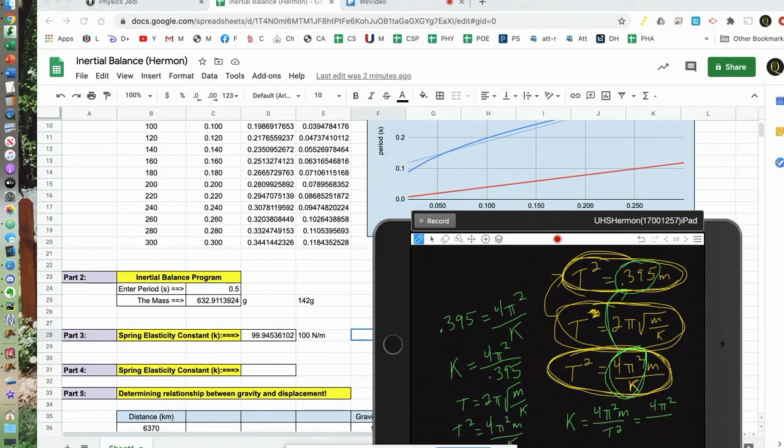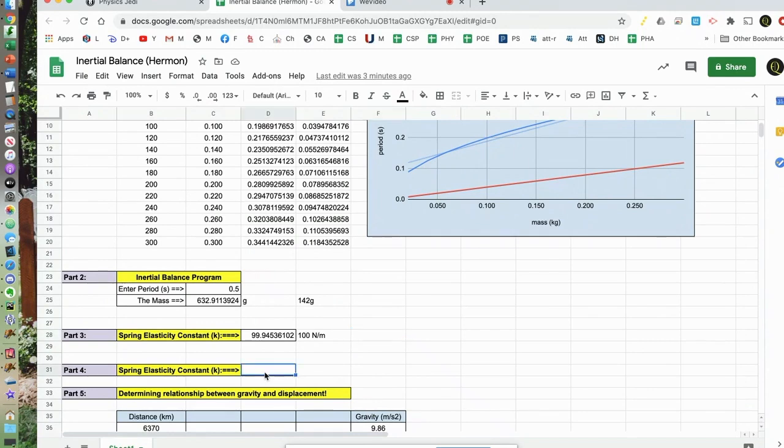What was the period of a seconds pendulum? It's 2 seconds. So what's 2 squared? It's 4. And the 4's cancel out. The k value then is going to be pi squared. So we'll let Google do that.